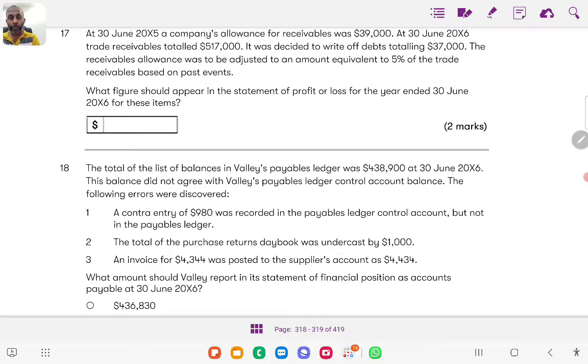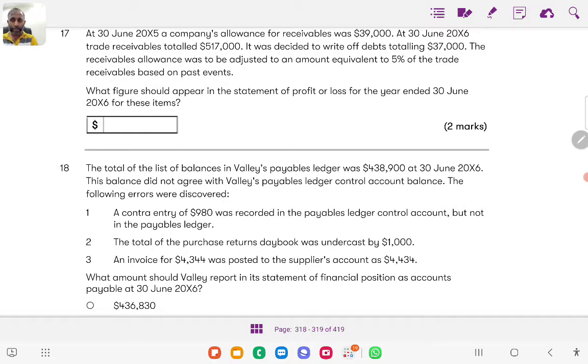At 30 June 2015, a company's allowance for receivable was 39,000. At 30 June 2016, trade receivables total 517,000. It was decided to write off debts totaling 37,000. The receivable allowance was to be adjusted to an amount equivalent to 5% of the trade receivables based on past events. What figure should appear in the statement of profit or loss for the year ended 30 June 2016?